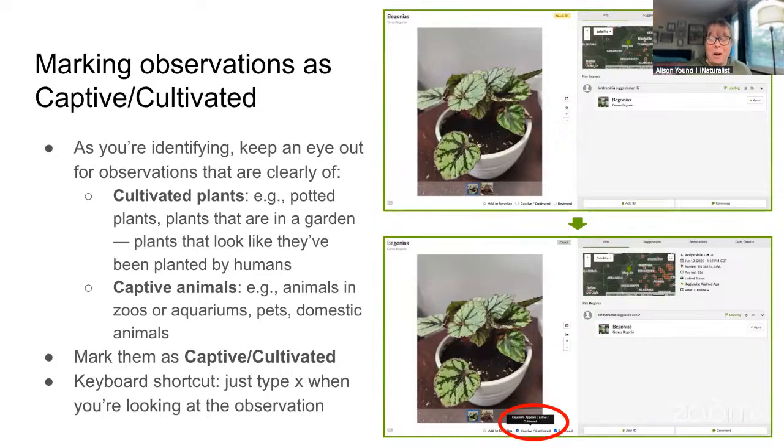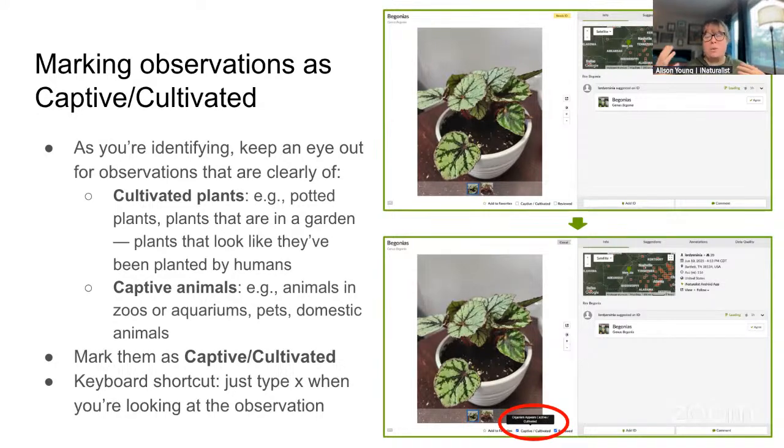As you're going through observations on the Identify page, there's a spot to mark them as captive and cultivated just below the photo. You can see in this example, I was going through and saw this potted plant. I thought, okay, this is clearly a cultivated plant. So all you have to do is click that little button that says captive cultivated under the photo, and it marks it as captive and cultivated. You can also just press X on your keyboard. This is an easy thing to keep an eye out for as you're identifying. If you see something that's clearly captive and cultivated, mark it as such.